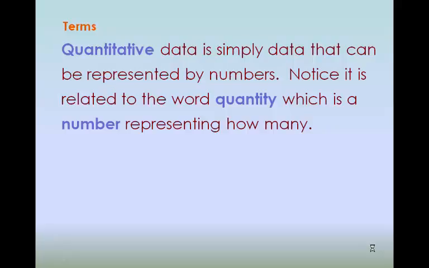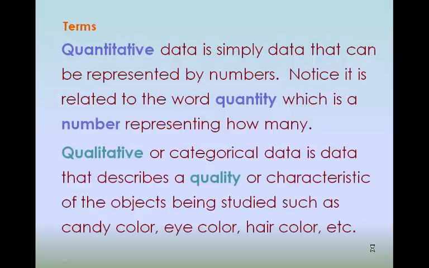Quantitative data is simply data that can be represented by numbers. Notice it is related to the word quantity, which is a number representing how many of something you have. Qualitative or categorical data is data that represents a quality or characteristic of the objects being studied, such as candy color, eye color, hair color, and we looked at that with the color of our M&Ms in previous slides.